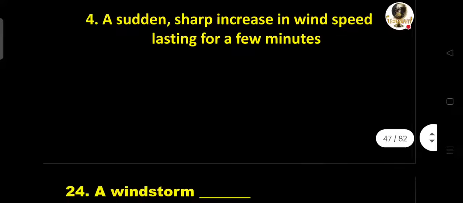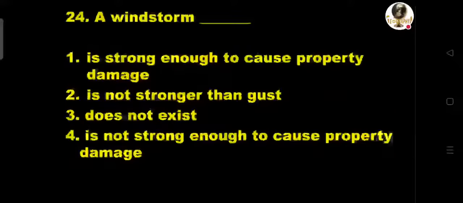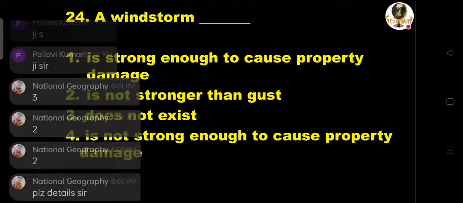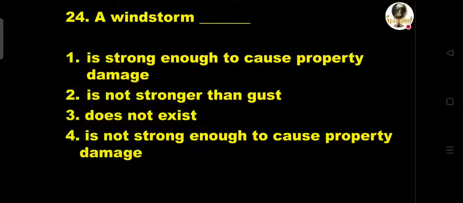Next, another very interesting question: a windstorm. A windstorm is strong enough to cause property damage, is not stronger than a gust, and is not strong enough to cause property damage. So this is question number 24. Listen carefully to every question I explain and every solution.